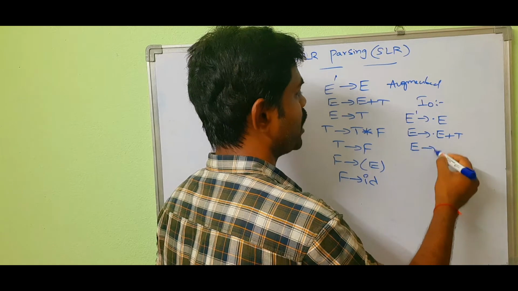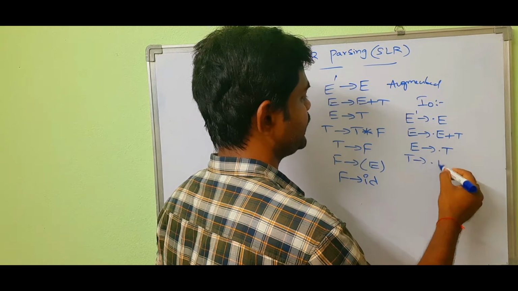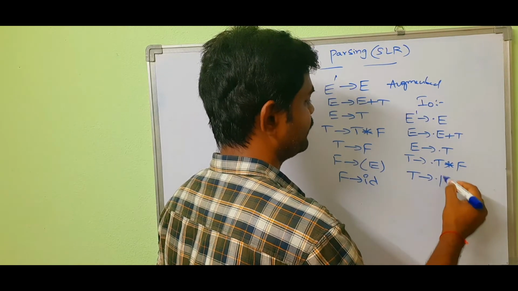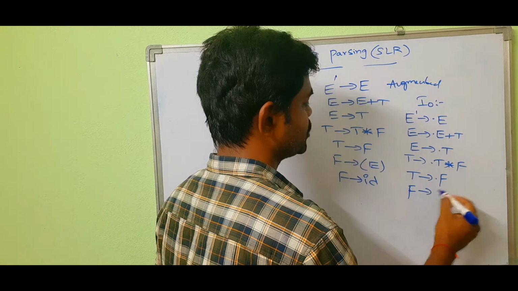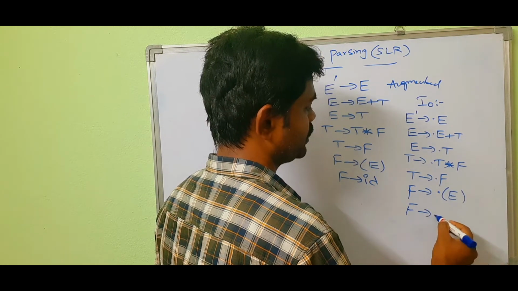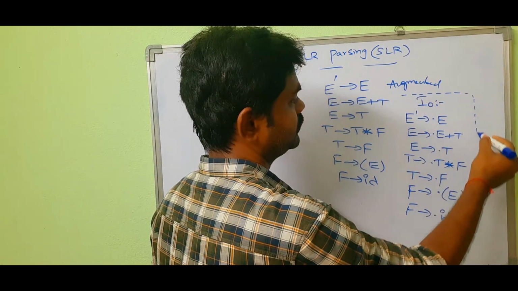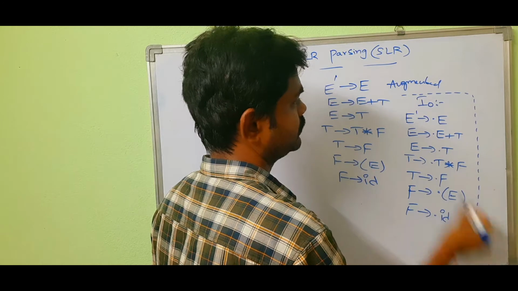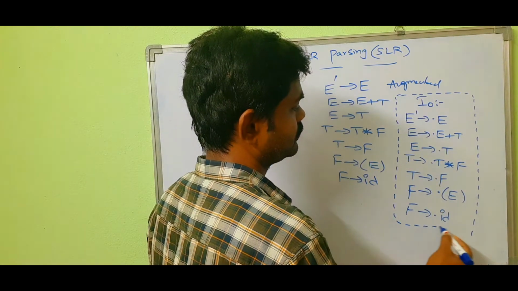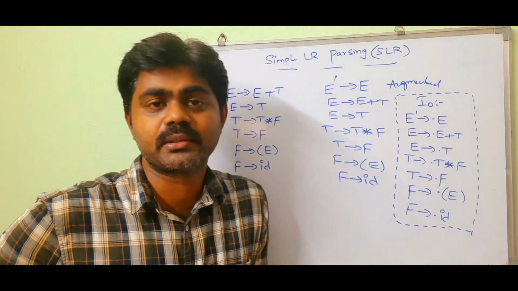E tends to dot T. T tends to dot T into F. T tends to dot F. F tends to dot E. F tends to dot id. Okay, so this is I naught. So this is closure of I. Here we calculated I naught.